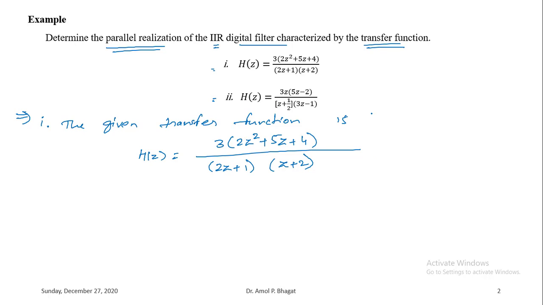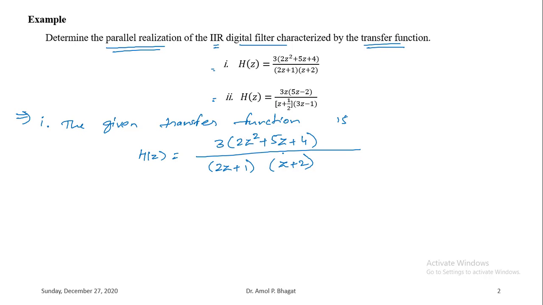As you have seen in the previous session, in cascade form realization we have used the terms in multiplication. So if you want to identify the cascade form realization of these equations, you can use this equation as it is. Simply you have to represent this H of z with negative powers of z, and you can represent these terms in the multiplication. Okay, so you can obtain directly the cascade form realization from these equations, right, or the given transfer functions. But to obtain parallel realization we need these terms in addition form.